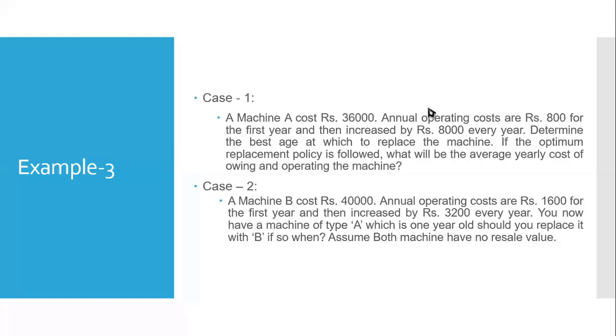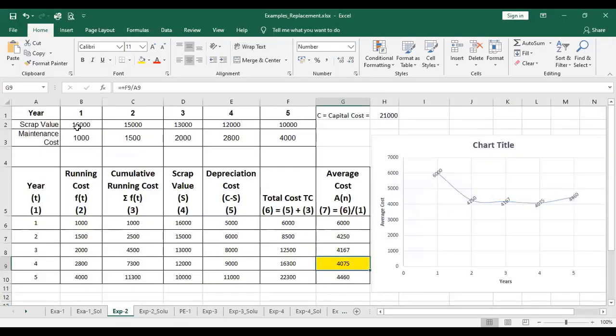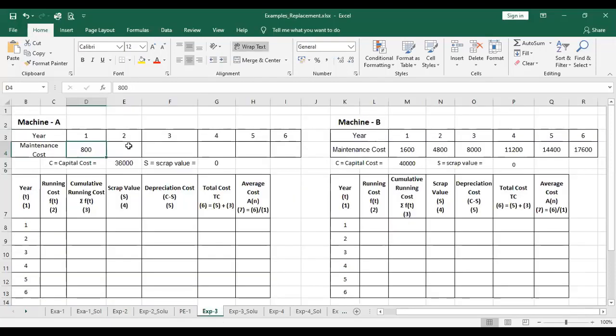Okay. So let me show you on the Excel sheet. Now for the first year, see in this data, we have not been given the table. So we have to prepare it. In previous examples, we were given the scrap value and maintenance cost table, but here we are not given it, but we are told in the data that this maintenance cost is kept on increasing by 8,000 rupees every year, which means we have to add 8,000 rupees every year.